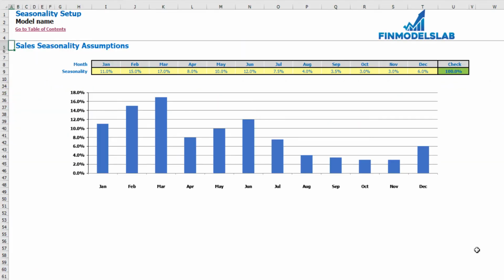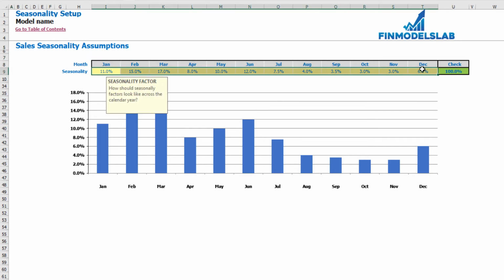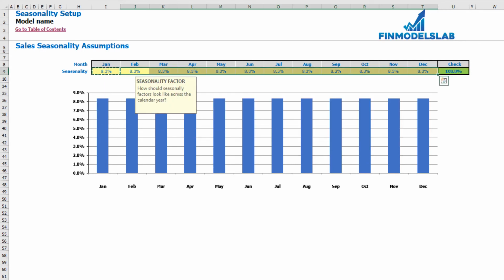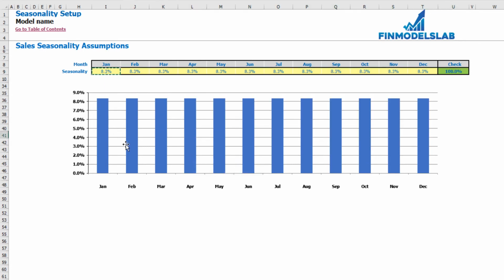Additionally, you are able to set up the sales seasonality assumptions, which means you need to spread your sales across the year. If you don't need any seasonality, you can just set up 1 divided by 12 and you'll have no seasonality in the model, which means all the months will be equal. Additionally, you have the check here, so if you input something wrong and the total amount is not 100%, it will show you the red color that something is wrong here.